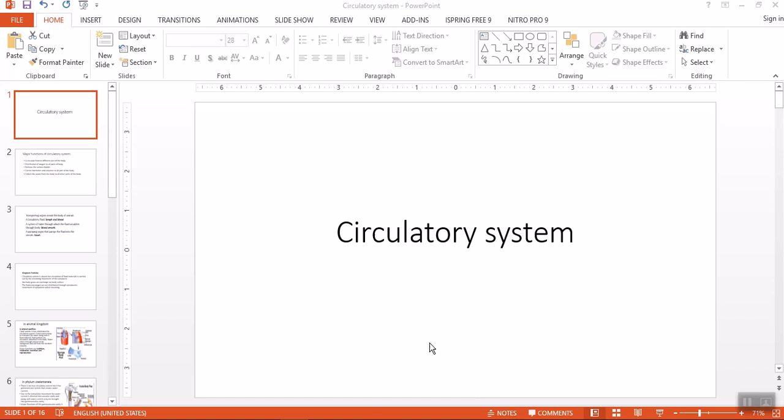Hi everybody. Today we are going to discuss the circulatory system in invertebrates. As you know, the circulatory system is very important in all different groups of animals. The circulatory system helps animals to transport their food and gases to different parts of the body, including excretion. So here we are going to look at how the circulatory systems are in different groups of invertebrates.